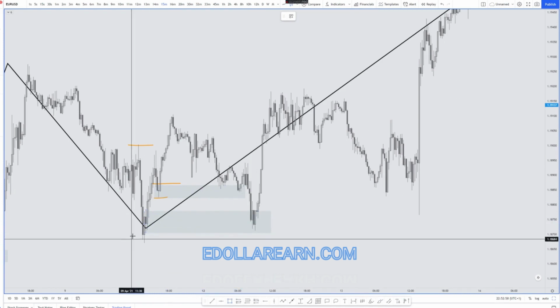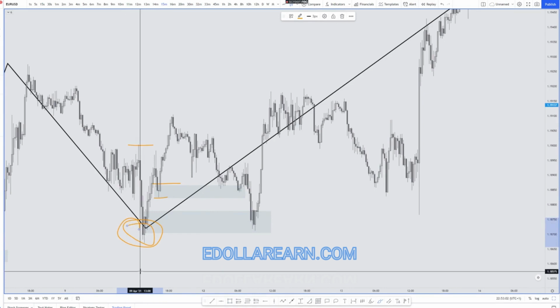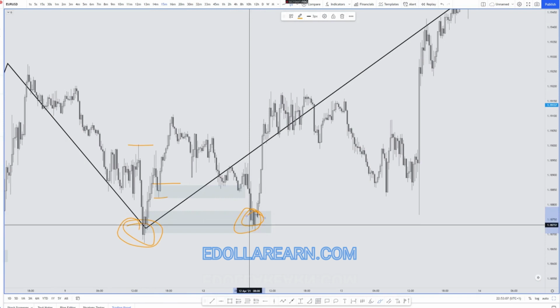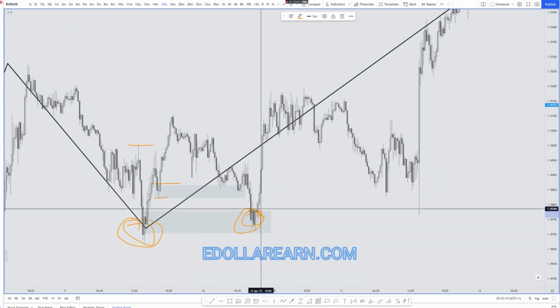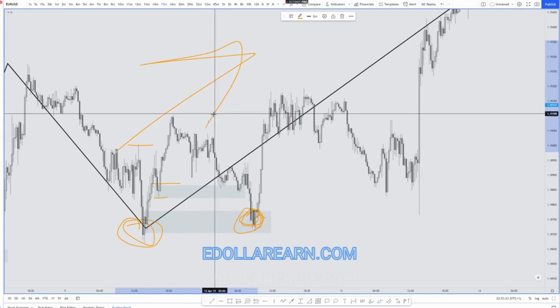But again, the expectation is for this low to not get broken. So something in here would have CHoCH'd and flipped. And CHoCH is change of character. You'll hear me refer to it lots, so definitely get used to that term, CHoCH. But something in here on the 1 minute would have told us that it's okay to buy. And at this point, our expectation is to continue up.